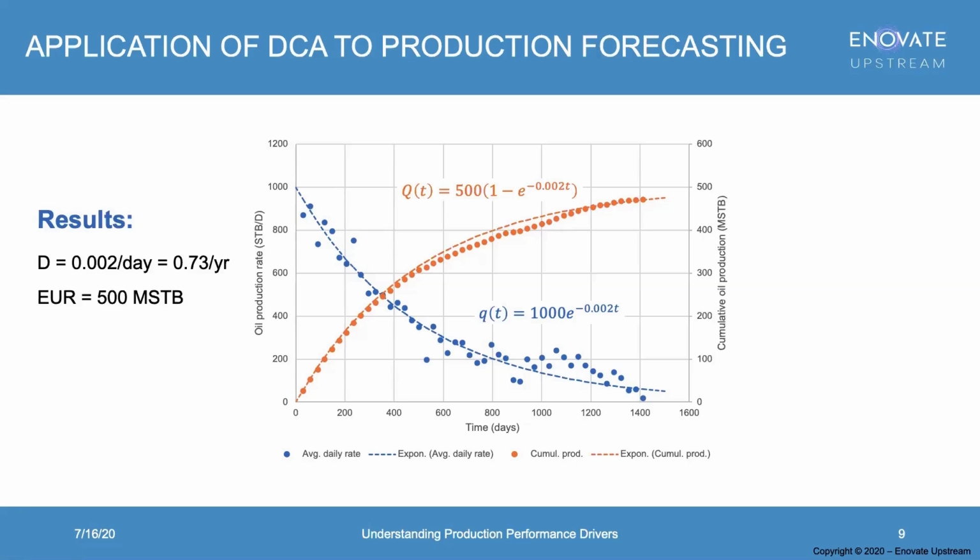Now the results tell me that we have this decline rate, and the EOR. From this equation I can see that at very, very large times this will become a very small number. So you will end up with this 500, which is 500,000 barrels. So according to this decline curve analysis, which as you can see is very practical, you get this number.